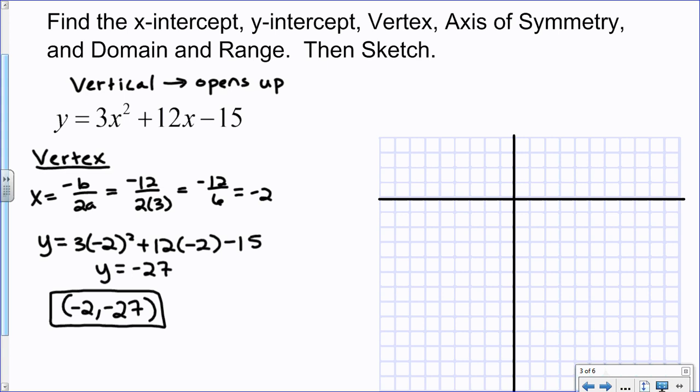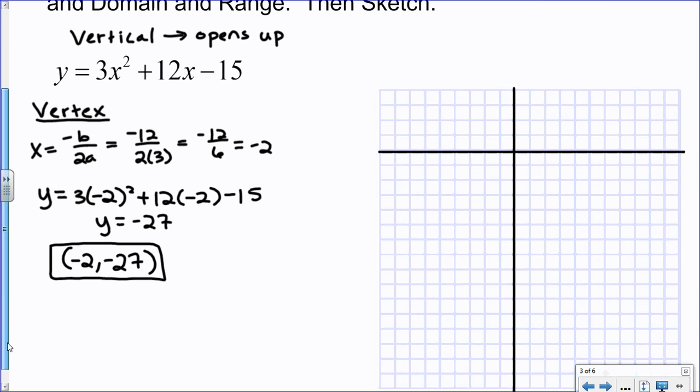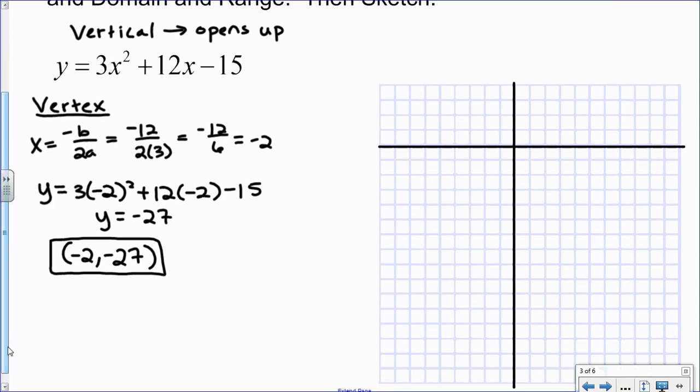Alright, so when I go to graph this, I want to make sure that I have my scale set up so that it will work. I think I'll just count by 1s on the x, because I just have to go to negative 2. But then I'm going to count by 3s on the y. So negative 2, and then negative 27: 3, 6, 9, 12, 15, 18, 21, 24, 27 right here. Label that the vertex.